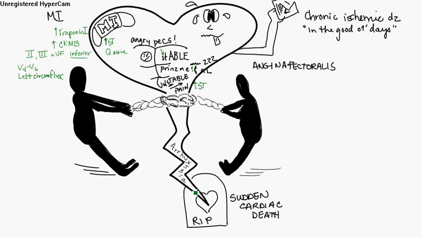Sudden cardiac death. There's a reason why there's a tombstone with a heart. Usually death occurs within 1 hour of symptoms, and patients have atherosclerotic stenosis and acute disruption of plaque. All of this leads to fatal arrhythmias, and that's why it happens fast.